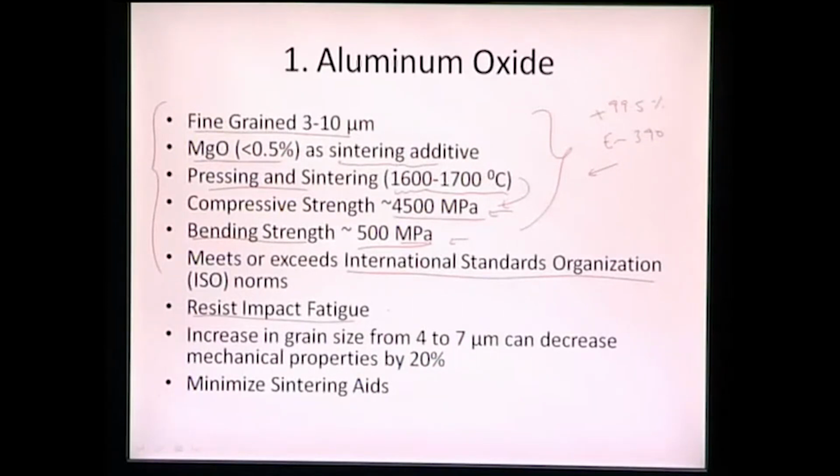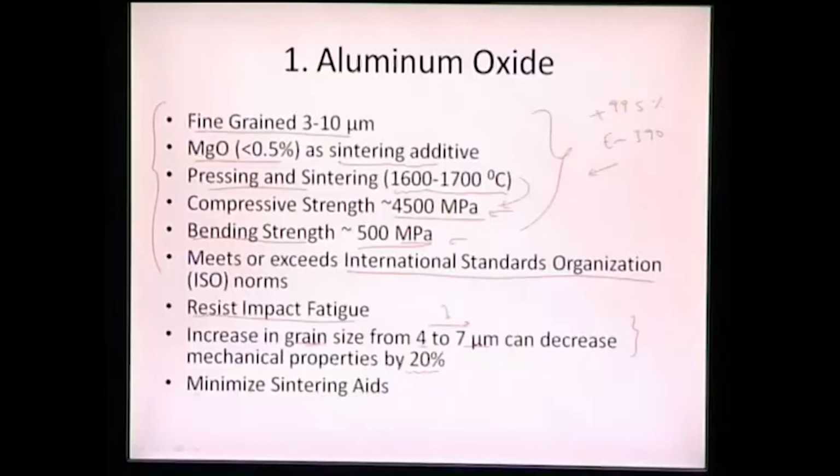One more thing researchers have seen is that increasing the grain size, say from 4 micrometers to 7 micrometers, can decrease the mechanical properties by approximately 20%. That is the deteriorating effect of increasing the grain size. Even going from a 4 micrometer grain size to around 7 or 8 micrometers, we expect a deterioration of mechanical properties by approximately 20%. Once the grains are much coarser, they will also impart poor wear resistance to the aluminum oxide. So that is the overall picture.